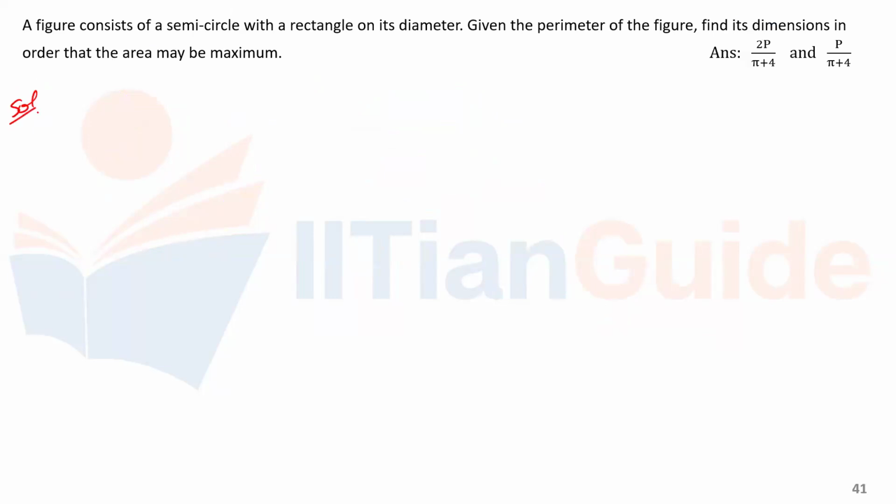जस्ट रीड दिस क्वेश्चन. ये सब अच्छे क्वेश्चंस हैं, दे आर इजी आल्सो. A figure consists of a semicircle with a rectangle on its diameter. Given that the perimeter of the figure is constant, find its dimension in order that the area is maximum. Now I'm explaining the question. A figure consists of a semicircle with a rectangle on its diameter.